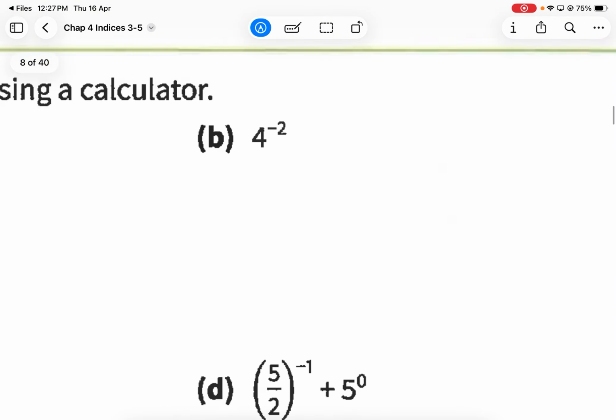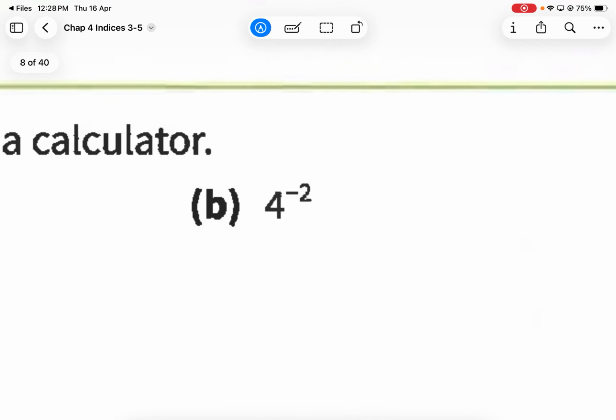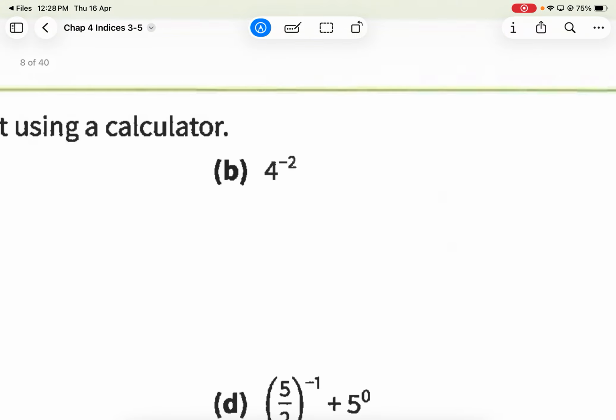So for part B, the same idea. What is 4 to the negative 2? 4 to the negative 2 equals bringing the 4 square to the bottom, and then the negative will change to positive. But this one is not the final answer. I need to simplify it.